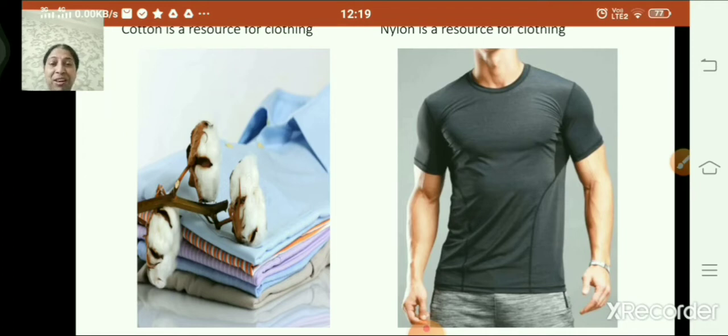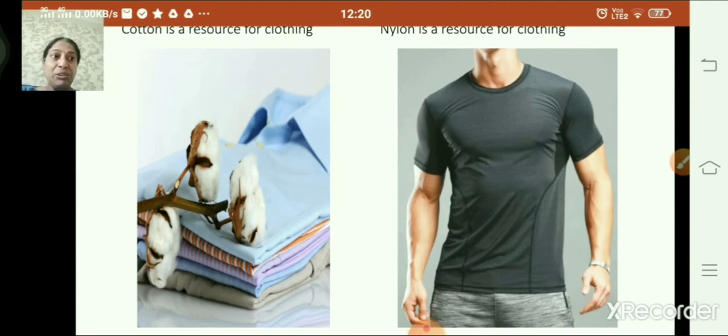So children, resources are of two types. Natural resources and man-made resources. Natural resources are available in nature. They are already available in nature. We don't make it or we don't create it. Whereas man-made, they are made by man. They are created by humans.